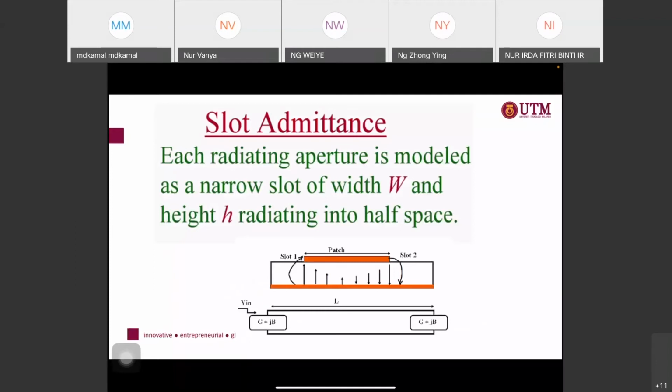I just briefly explained how you get all those values for the microstrip. As you can see from the patch itself, we have two slots here. One is slot 1, as you can see from the picture, and we also have slot 2 here. So this is the field coming from the patch to the ground plane. We model based on values of inductance with the susceptance here, and conductance with the conductance, where slot 2 is represented by G plus jB and the other one also G plus jB. Each radiating aperture is modeled as a narrow slot of width W and height H radiating into a half space.